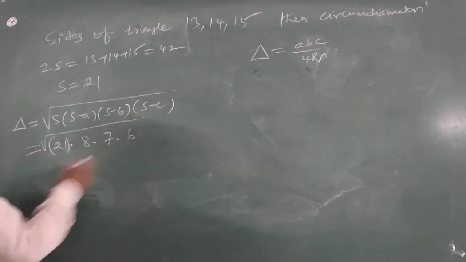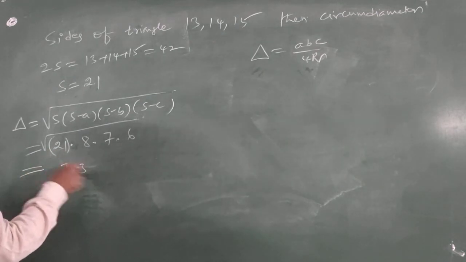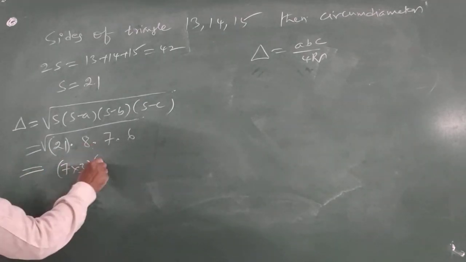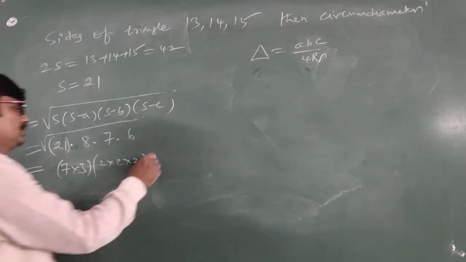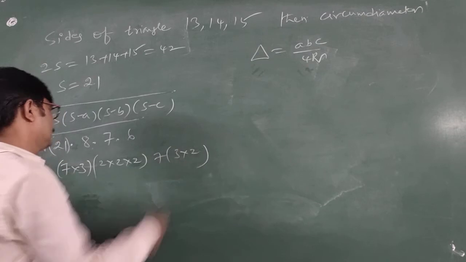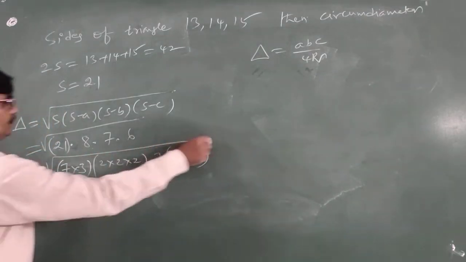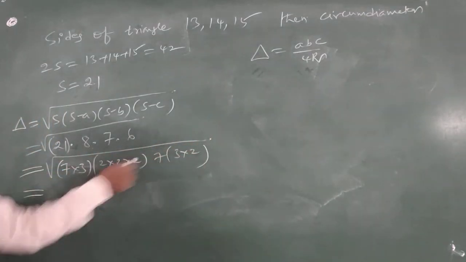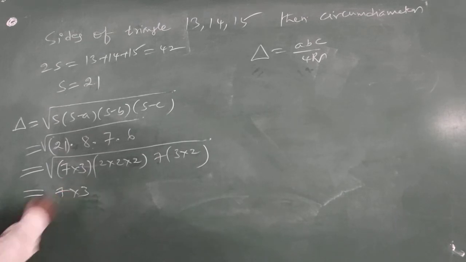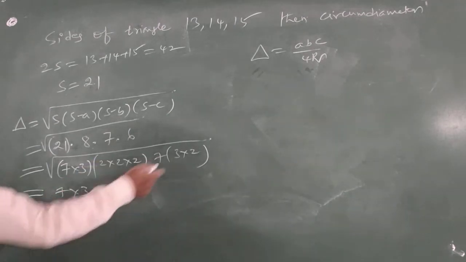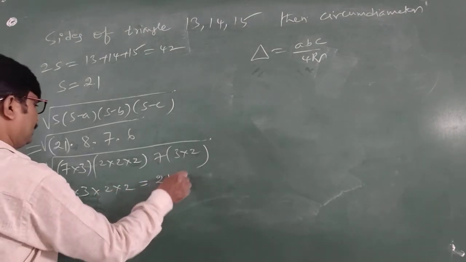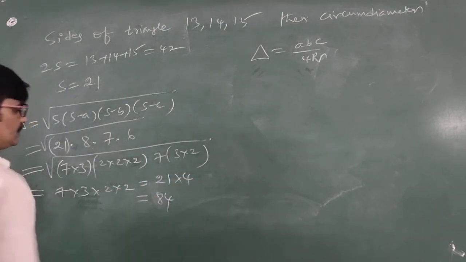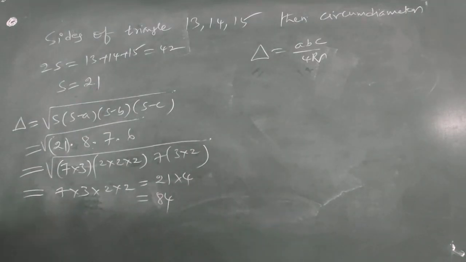So we can write this as 7 into 3, after that 2 into 2 into 2, and this is 7. We can write it as a product of prime numbers. Two 7s are there, two 3s are there. Now 2 into 2 into 2, 21 into 4, this is 84. Okay students, delta is 84.